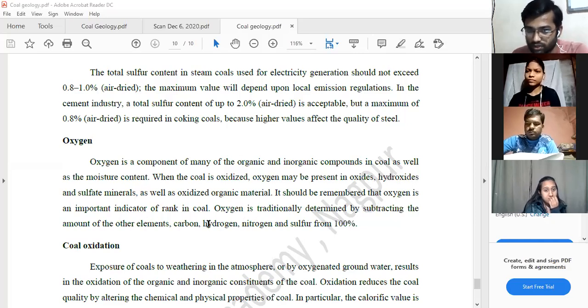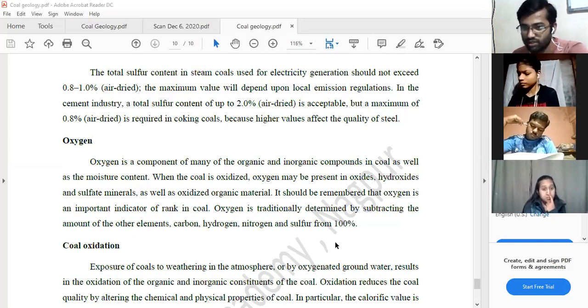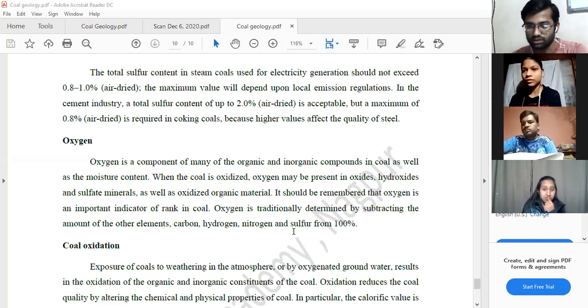Oxygen is an important indicator of rank. You know the relation between hydrogen and oxygen in the Van Krevelen diagram. Oxygen is traditionally determined by subtracting the amounts of the other elements. You subtract the percentages of the other elements from 100% and you get the remaining percentage of oxygen. Because other elements you have already analyzed completely, now subtract from 100% and the remaining value is for oxygen.